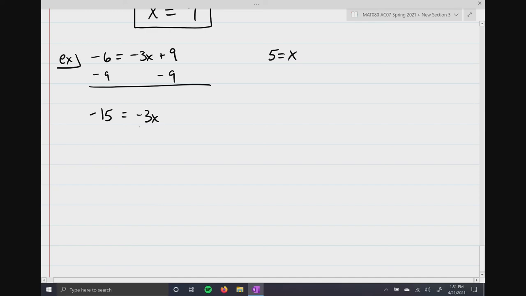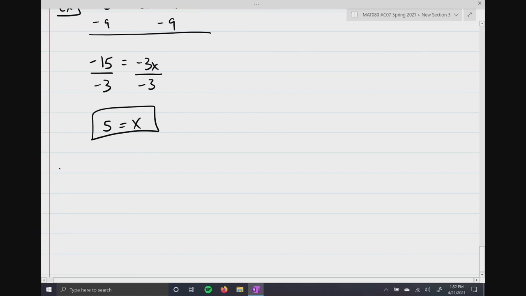Step 5, we're going to divide both sides by the number in front of the variable to give me x equals positive 5. All right, so these problems now, hopefully you have a grasp on them. Not too difficult. I'm going to start throwing some more things at you now, okay? Here's our next example.